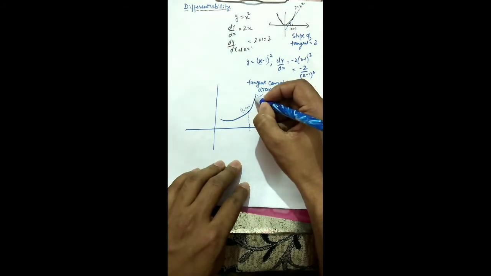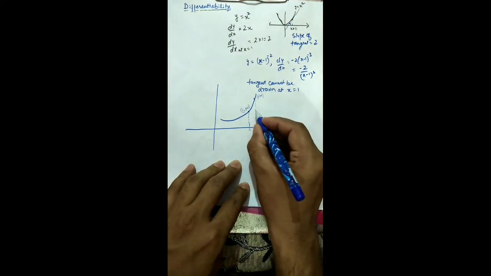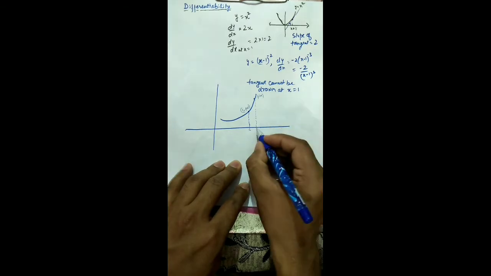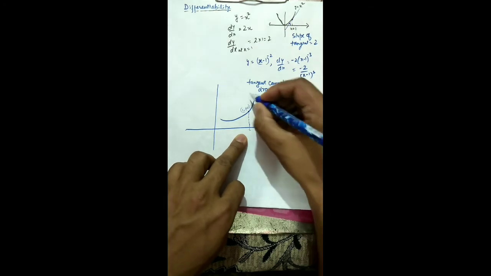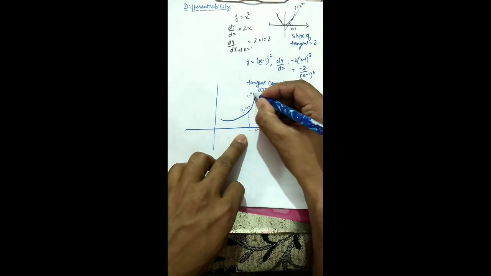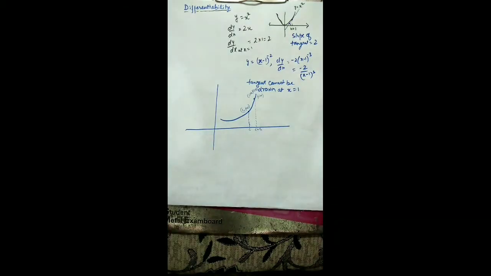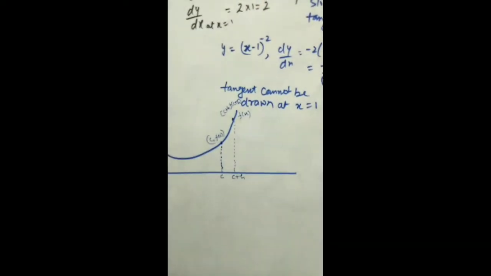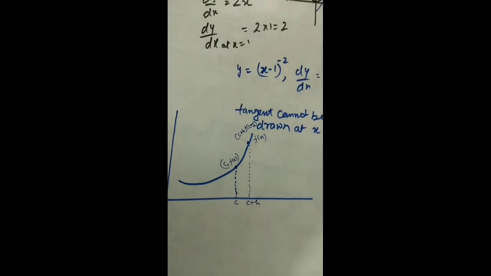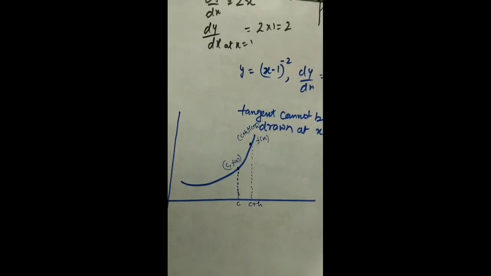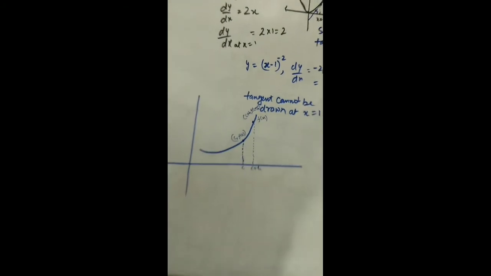Now take another point here, very close to that point C, and I'm taking that point as c plus h. So here the coordinates of this point will be (c plus h, f(c plus h)). You can see this. I'm making it closer so that you can watch this very clearly. So this is (c, f(c)), and this point is (c plus h, f(c plus h)).